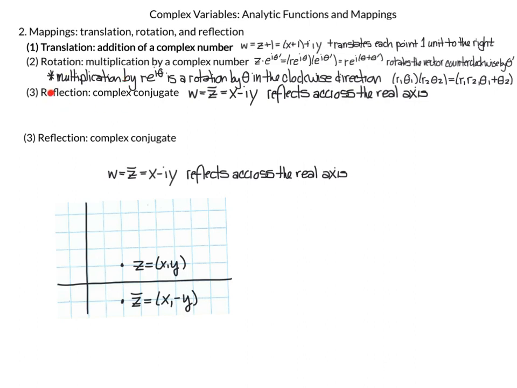The last thing on our list is reflections, which corresponds to taking the complex conjugate. So if w is the complex conjugate of z, if z is equal to x plus iy, then w will equal x minus iy, and it reflects across the real axis. So if this is our z, it's equal to (x, y), then w is equal to the complex conjugate, which is equal to (x, -y), and you can see how it reflects across the real axis.